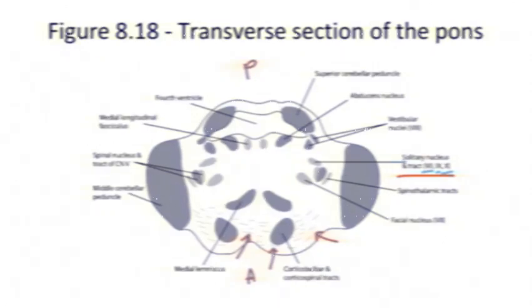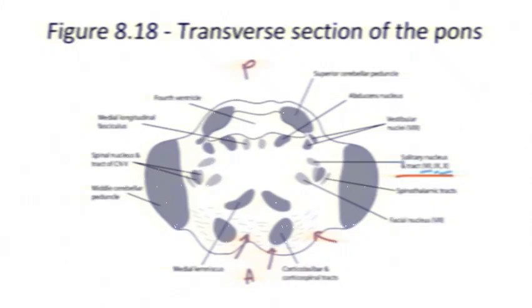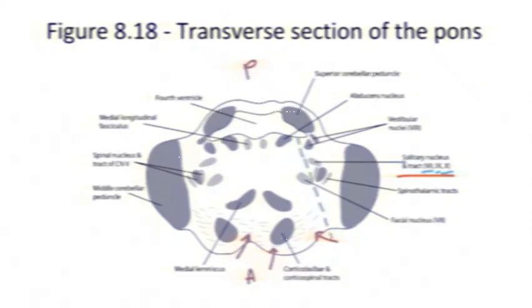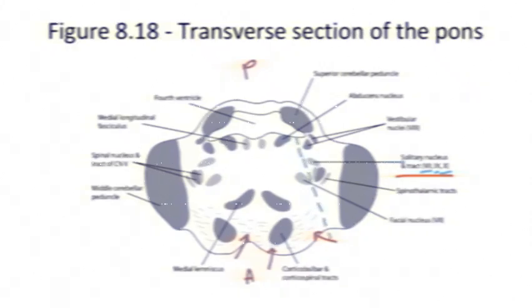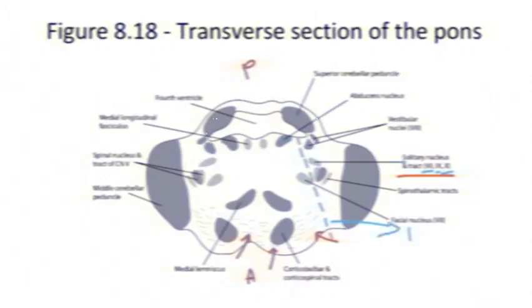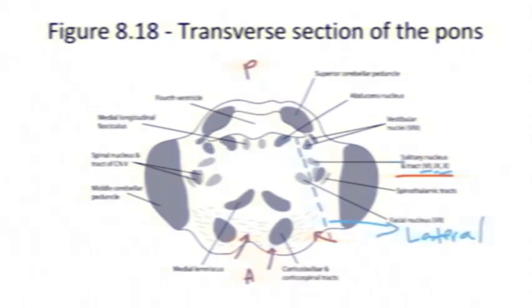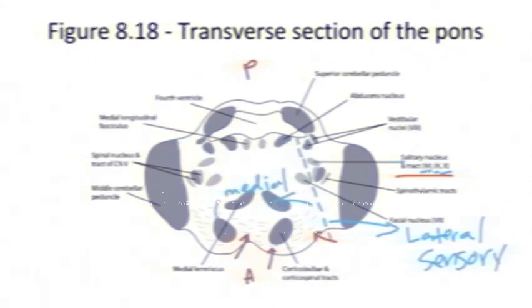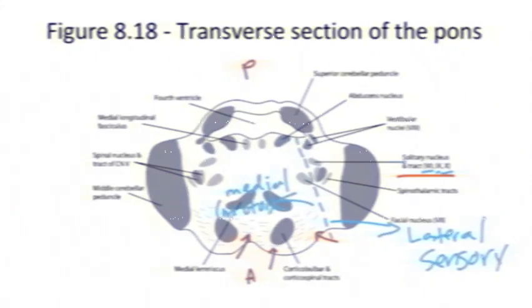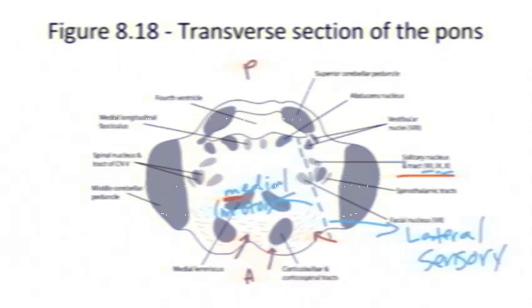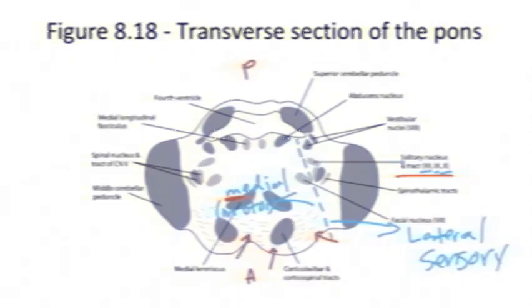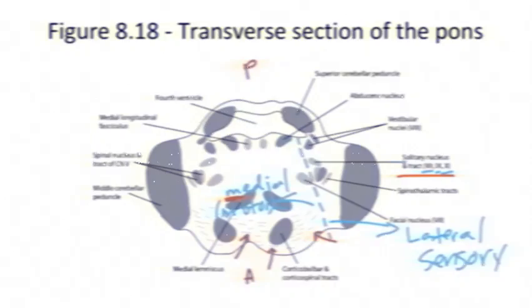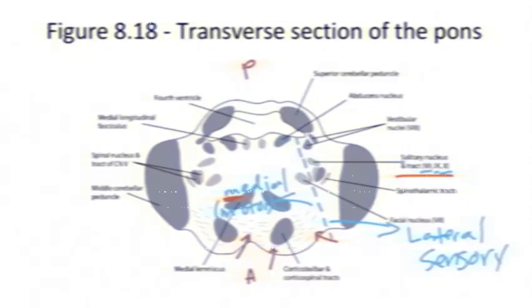The sulcus limitans, which is approximately right here, is useful because it divides the sensory nuclei from the motor nuclei. Those nuclei lateral to the sulcus limitans are sensory, and those nuclei medial to the sulcus limitans are motor. I use the letter M in the word medial to help me remember that the nuclei medial to the sulcus limitans are motor nuclei.